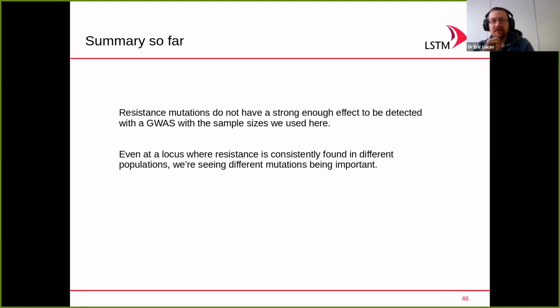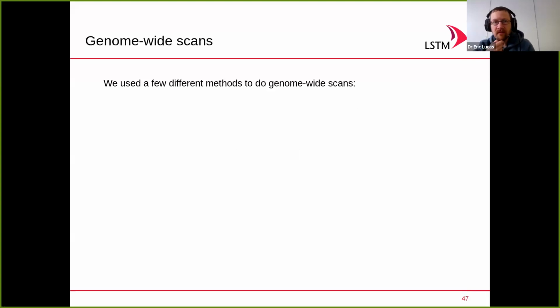So the summary so far is that resistance mutations don't have a strong enough effect to be detected with a GWAS, with the sample sizes we used here. And even at a locus where resistance is consistently found in different populations, we're seeing different mutations being important. So that was a quick overview of how we did the genome-wide scans and a spotlight on one of the results that we found.